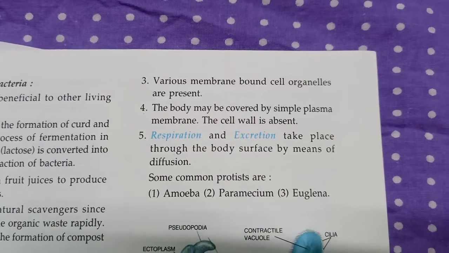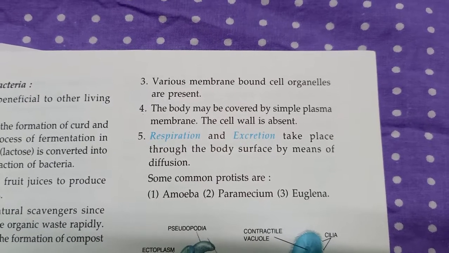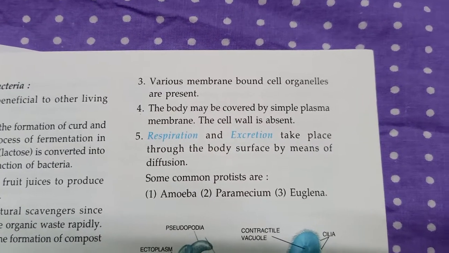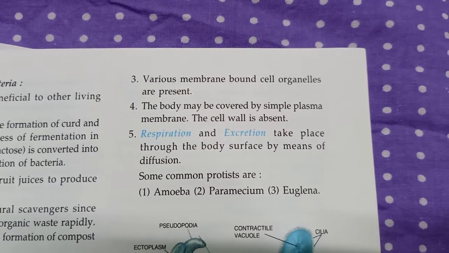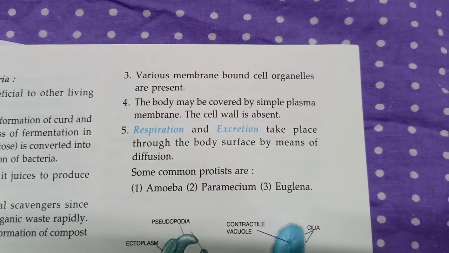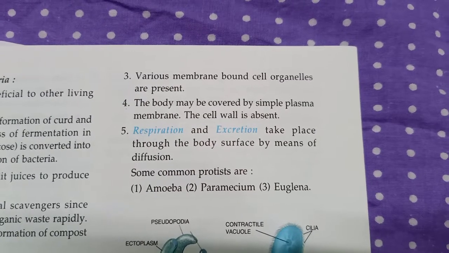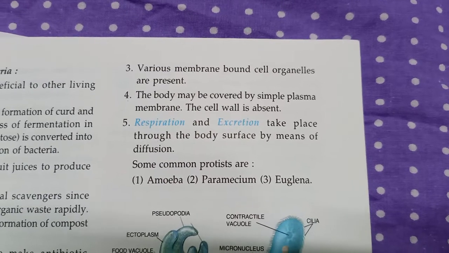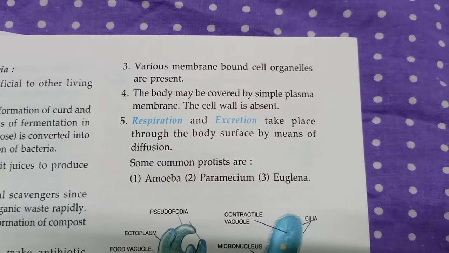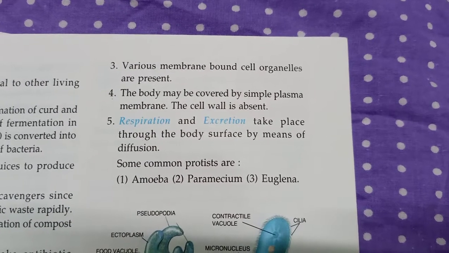Number 3, various membrane-bound cell organelles are present. Number 4, the body may be covered by simple plasma membrane and the cell wall is absent in kingdom Protista. Fifth point, respiration and excretion takes place through the body surface by means of diffusion.